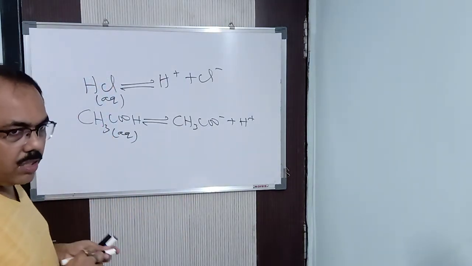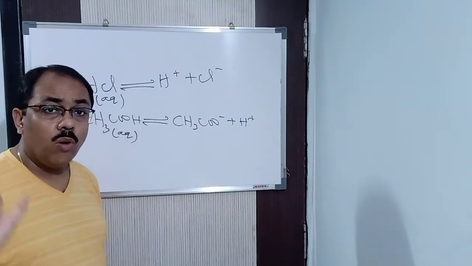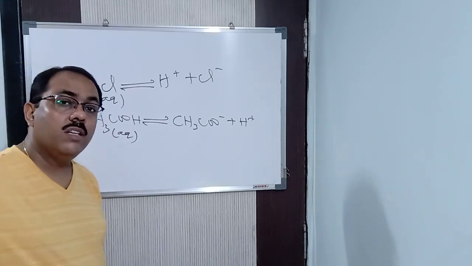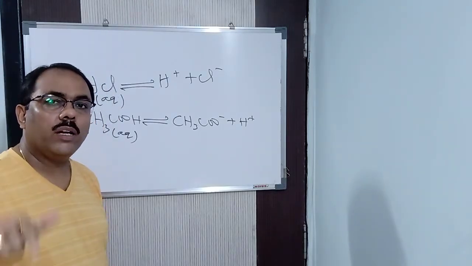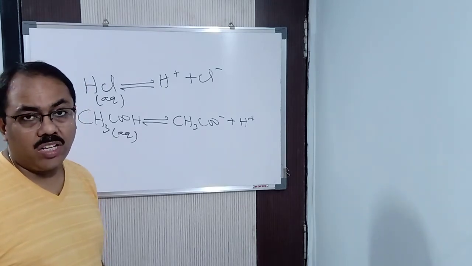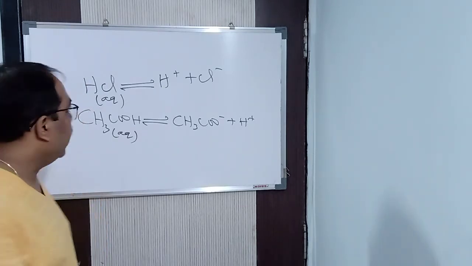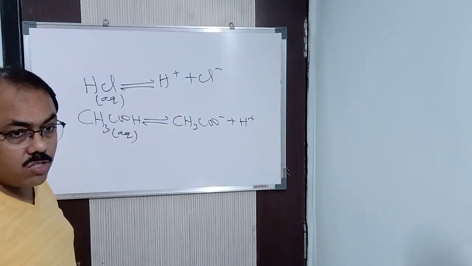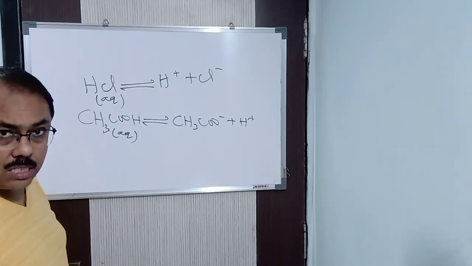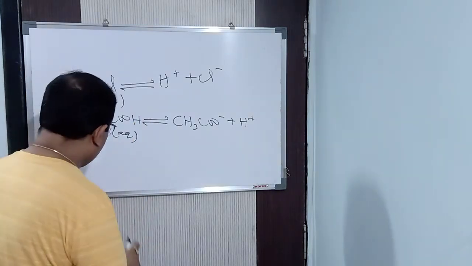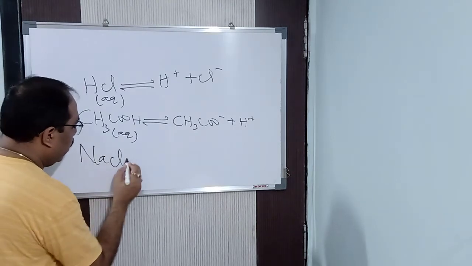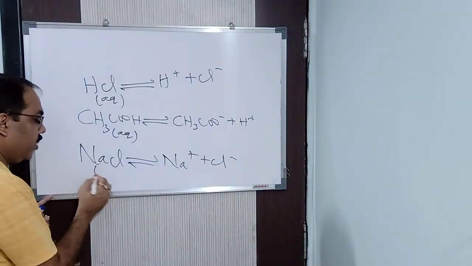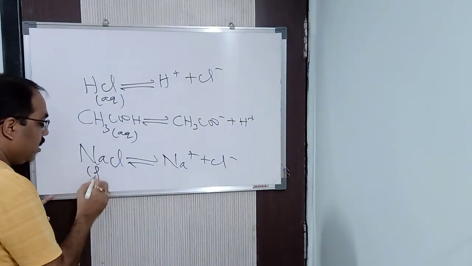So learn that ionization is a term used for covalent compounds. A covalent compound ionizes. But which covalent compound? The covalent compound which is soluble in water, that is, a polar covalent compound. You have studied this in the bonding chapter. HCl is a polar covalent compound. CH3COOH is a polar covalent compound. They are soluble in water, so they undergo ionization. So we use the word ionization. But in case of NaCl, we use the word dissociation. So for ionic compounds or electrolyte compounds, we use the word dissociation.